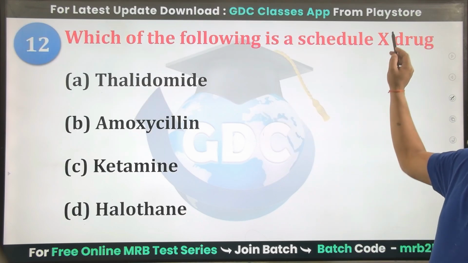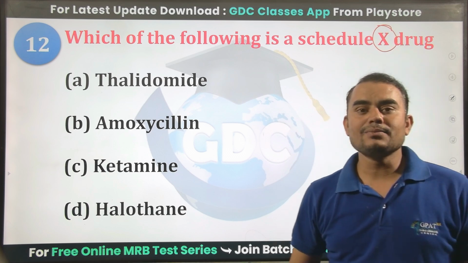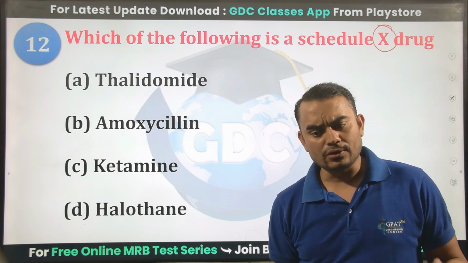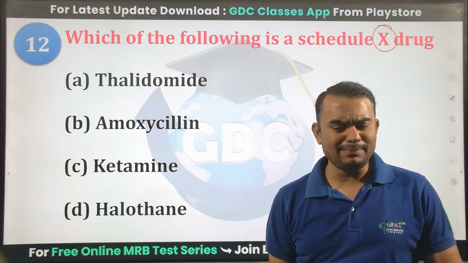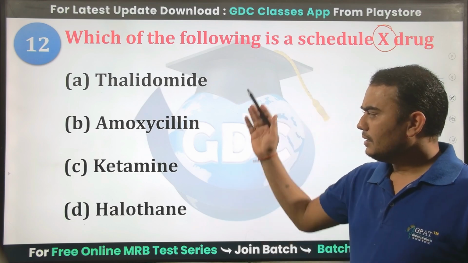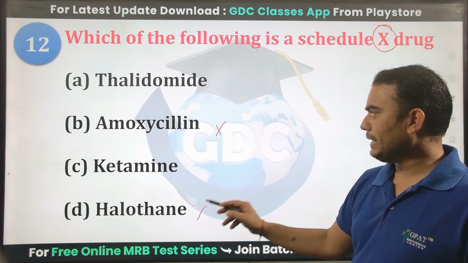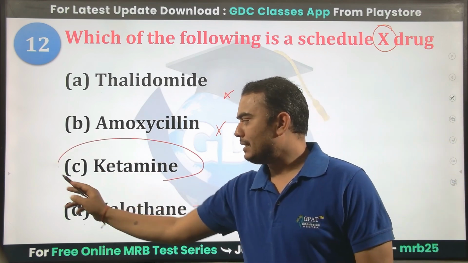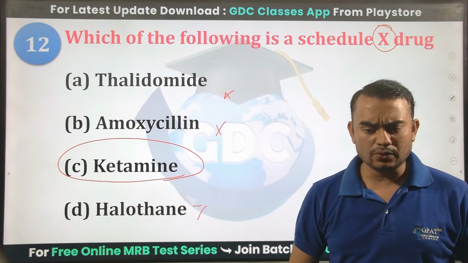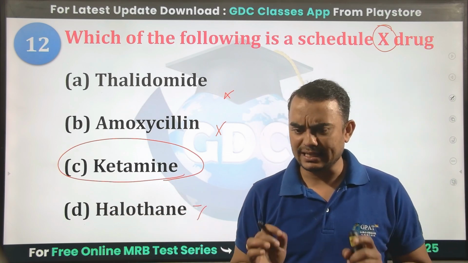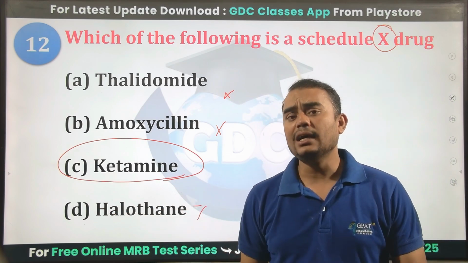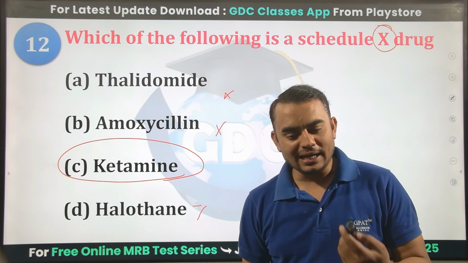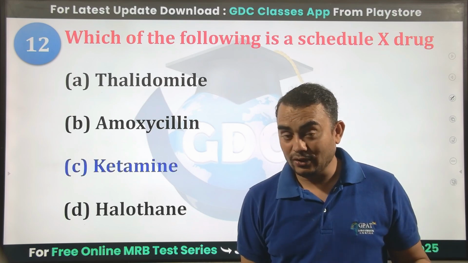Which of the following is a Schedule X drug? X means narcotic and psychotropic substances, or we can say habit-forming drugs. So here amoxicillin, no; halothane, no; thalidomide, no; yes, ketamine, that is the NMDA receptor antagonist. It's a general anesthetic agent, dissociative anesthesia, and it comes under Schedule X, that is the psychotropic substance.